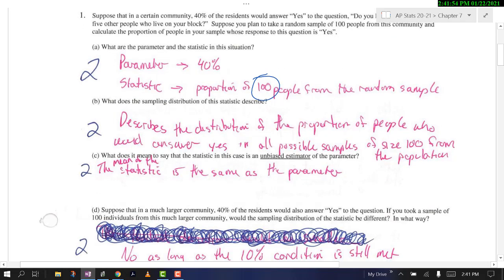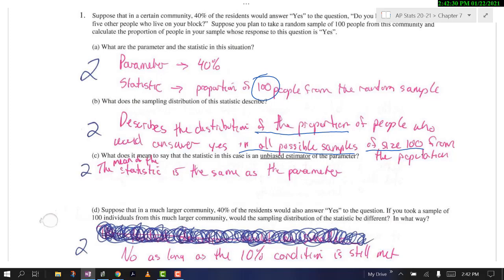Letter B was not as successful. It describes the distribution of the proportion. Some of you didn't even have proportion in your answer. It describes the proportion of people who would answer yes in all possible samples of size 100 from the population. Or you could say from the same sample size or same population size, or whatever it might be. Look at this carefully and make sure that you understand all the nuances of what's going on there.